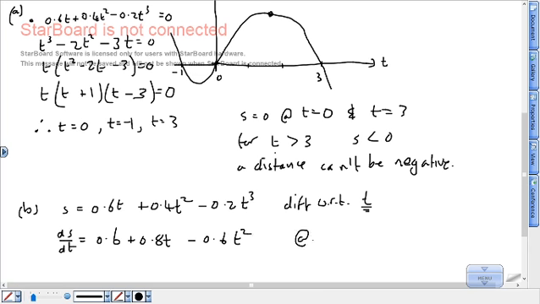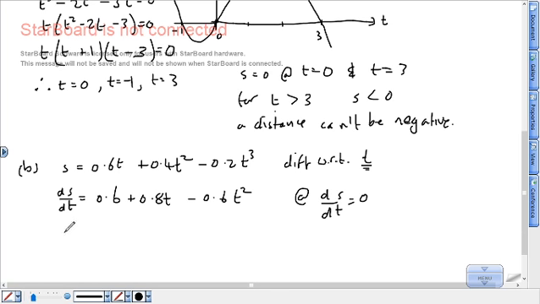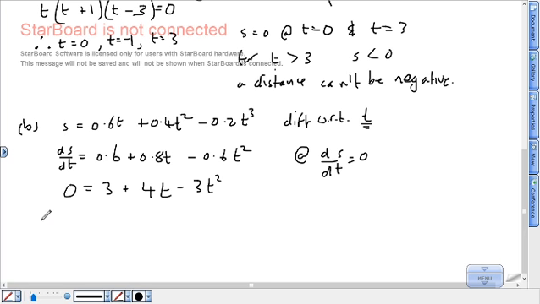Okay, and then where the gradient ds/dt is equal to 0, I end up with 0 equal to, and at this stage I'm going to times through by 10 and divide through by 2 to give you 3 plus 4t minus 3t squared. I should have timesed through by minus one and be ready to factorize. So I end up with 3t squared minus 4t minus 3 equals 0.